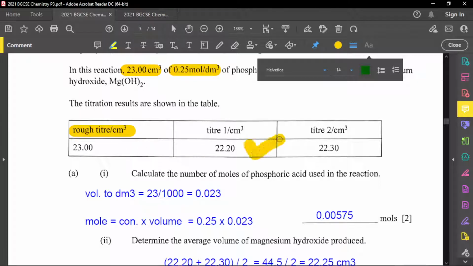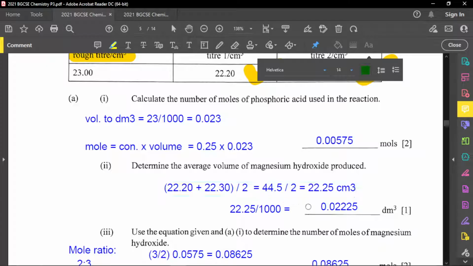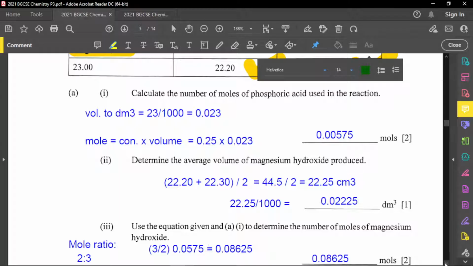So we need to use these two within the calculation, and we're going to average those two out. As a result, we get 22.2 plus 22.3 divided by 2. So what we get here is 44.5 divided by 2. Hence we get 22.25 cm³. And since we have that in cm³, we divide by 1,000. And so as a result, we get 0.02225 dm³. All right, because the axis is in dm³, but the chart had the volume in cm³. So you have to look for those conversions as well.